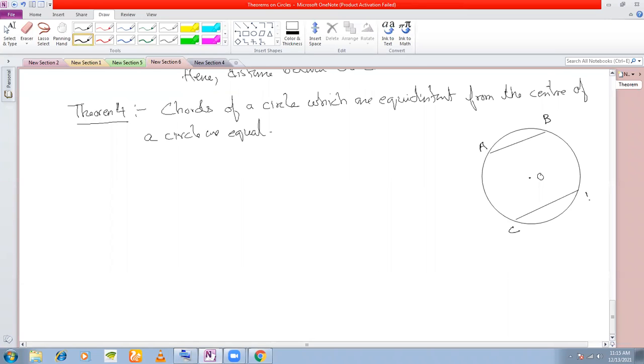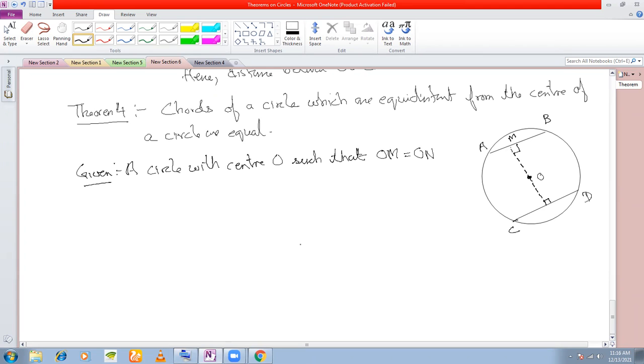You have two chords AB and CD, which are such that they are equidistant from the center. So given here is a circle with center O such that the distance of the chords AB, that is OM, is equal to ON. Distance of the chords from the center are equal.